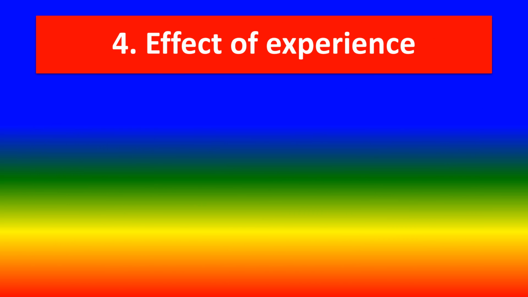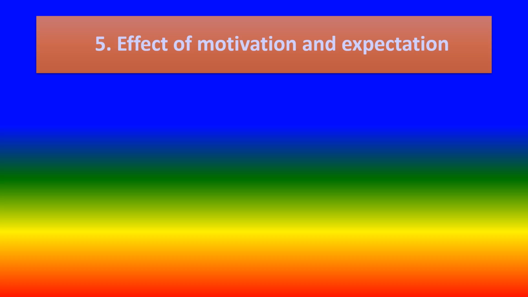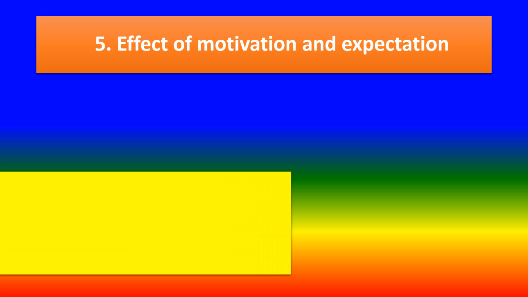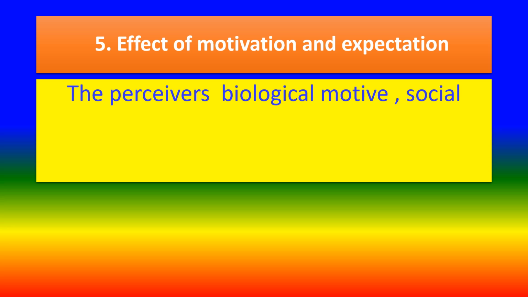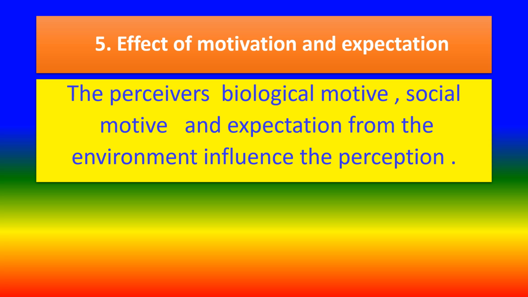4. Effect of experience. Perception is determined by past experience. 5. Effect of motivation and expectation. A perceiver's biological motives, social motives, and expectations from the environment influence perception.